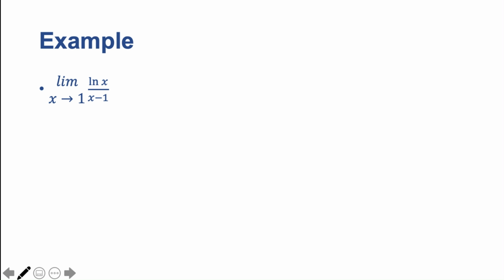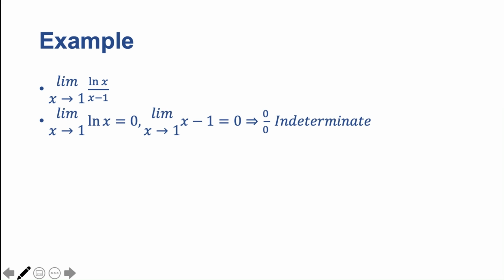And we are going to take the limit as x approaches 1 of the natural logarithm of x over x minus 1. Okay, so first what we are going to do is confirm that this limit is going to be indeterminate.